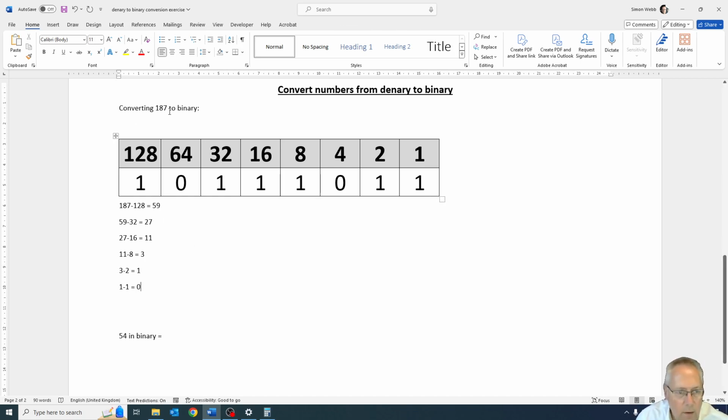So 187 in binary is 10111011. That's how you calculate or convert denary numbers into binary. With an 8-bit system, you can convert numbers up to the size of 255. Anything over that, you need extra bits. So that's how you convert denary numbers into binary numbers.